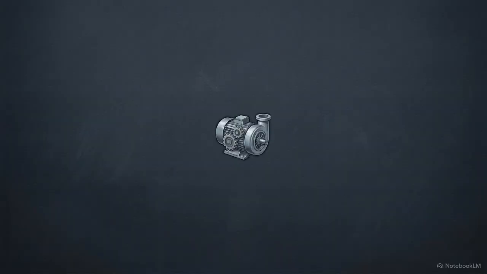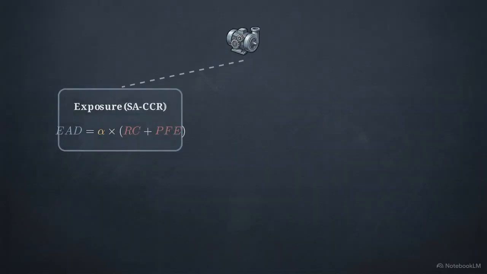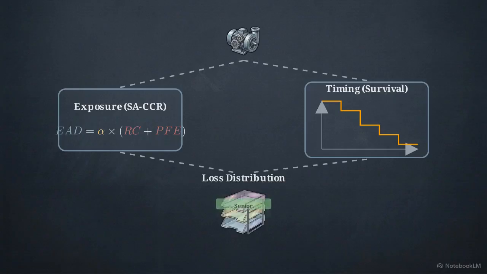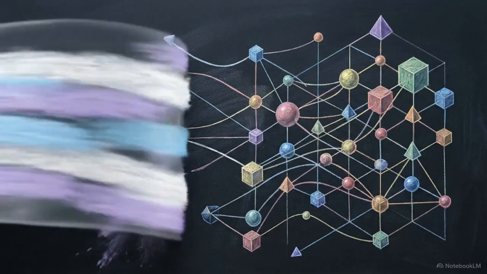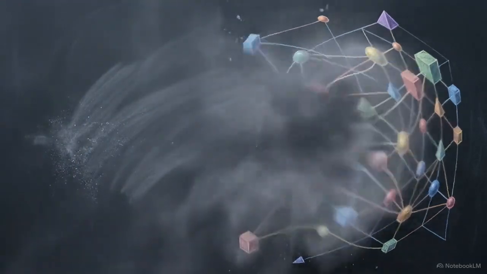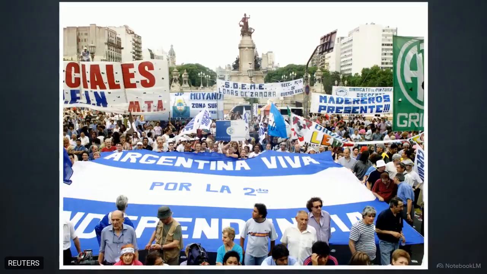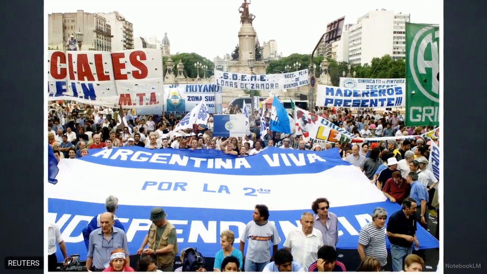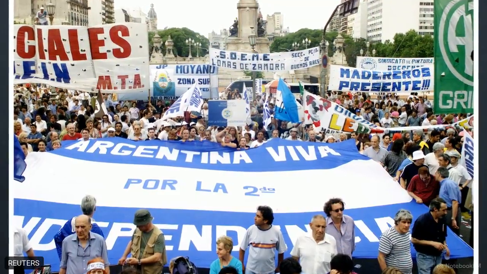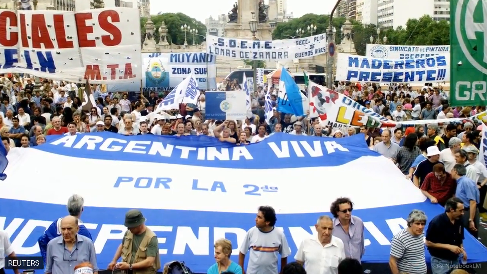We have now built the engine. SA-CCR defines the exposure. Survival analysis sets the default timing. Securitization structures the loss distribution. To see how these models behave in reality, we subject the entire interconnected system to a macro shockwave. The trigger event is a sovereign default in an emerging market. Government debt obligations fail, immediately repricing the sovereign risk premium across the region.